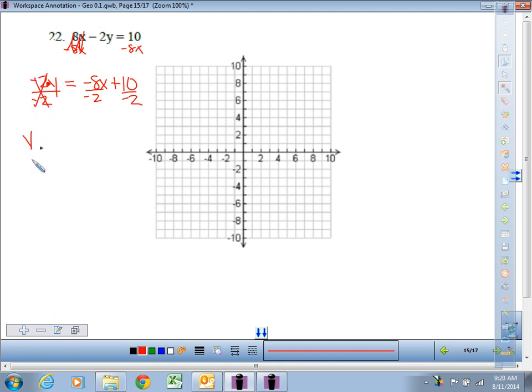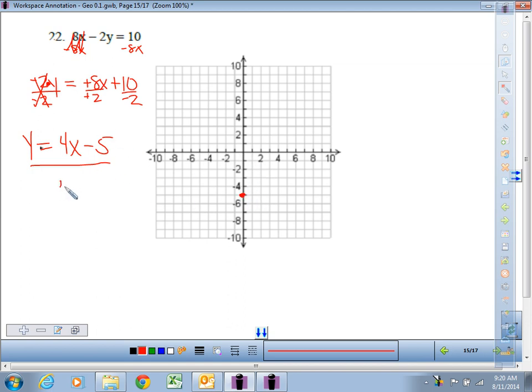So what we have is y equals negative 8 divided by negative 2 is positive, so 8 divided by 2 is 4x. 10 divided by negative 2 is negative 5. So we have y equals 4x minus 5. So we're going to put that in slope-intercept form, and now we're going to graph it in that form. So we start at negative 5 on our y-axis.